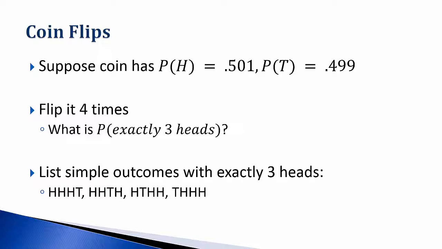Well, how many ways are there to get 3 heads out of 4 flips? Fortunately, it's easy in this case. There are only 4 ways it can work, because tails can only come up once if you have exactly 3 heads out of 4.